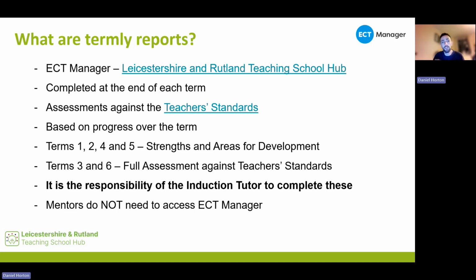Now at terms 1, 2, 4 and 5 of an ECT who's working full time, these will be progress reviews, strengths and areas for development. In terms 3 and term 6 for an ECT that's working full time, these will be a formal assessment against the teacher's standards. All of them are against the teacher standards, but in term 3 and 6, these are full assessments against each one of the teacher standards, and they are slightly different in how they look. If your ECT is part-time, then it will be progress reviews until they get to the end of their third term in terms of amount of teaching time served, and those dates will be slightly different as you go through.